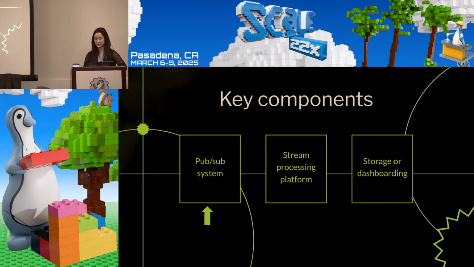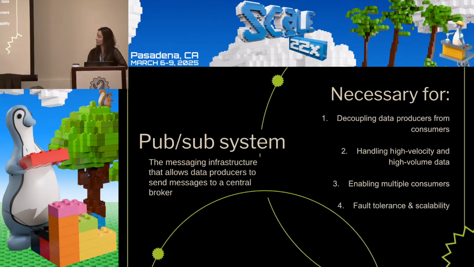To handle this efficiently, we will need several key components: a pub subsystem to ingest and distribute streaming data, an actual stream processing platform where we can transform, enrich, and analyze the data, and a storage layer to store data for future use. So let's start by breaking down each of these components, starting with the pub subsystem.